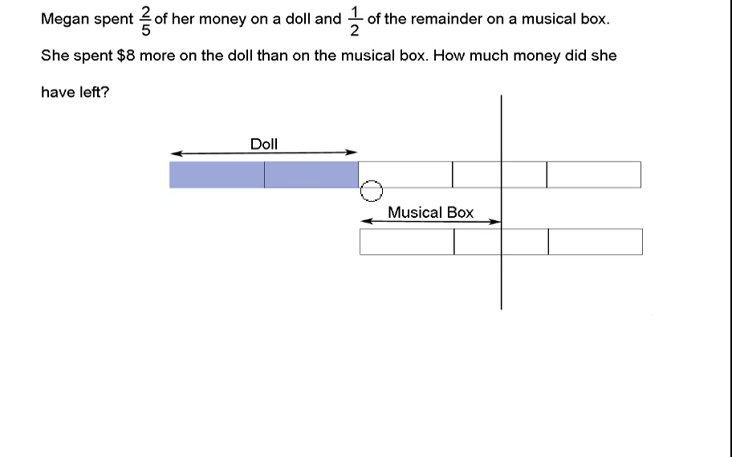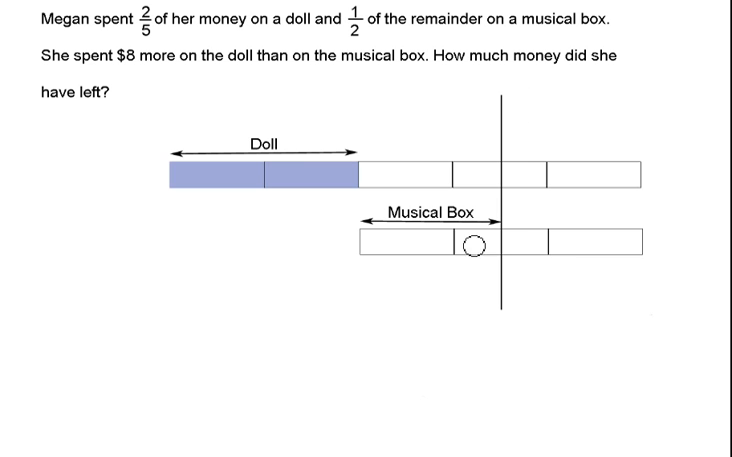Then you start to compare. The doll here takes up the entire 2 parts, but the musical box actually doesn't. The musical box doesn't take up the full 2 parts like this. It takes up to here, about 1.5 boxes like that. So the doll is more expensive than the musical box.